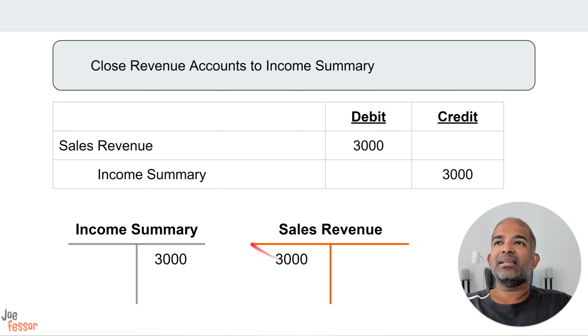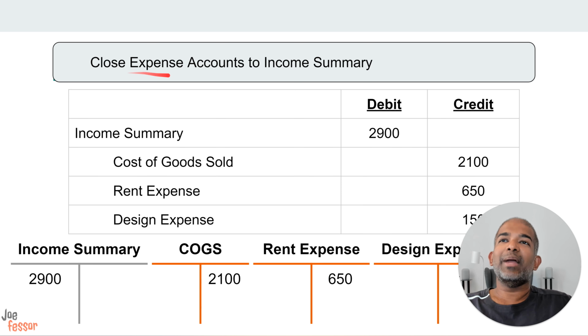Next, I would close all my expense accounts and transfer them into income summary again. Expense accounts are typically debited, right? But when I'm reversing them or resetting them to zero, I'm going to credit all these expense accounts. I'm going to make them zero and transfer them into the income summary account. Now I'm debiting the income summary account. All the expense accounts would be closed and they would be transferred to the income summary account.